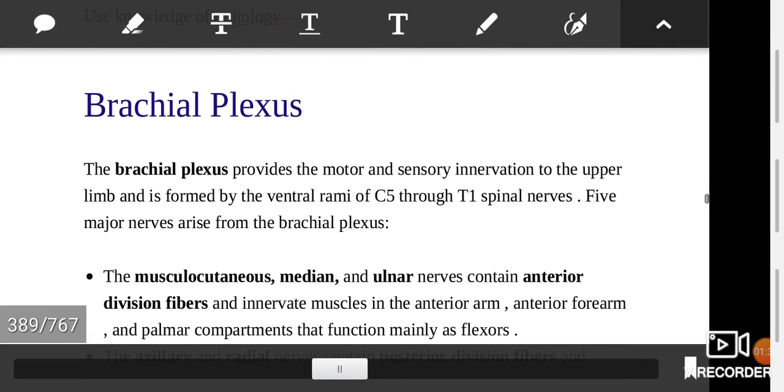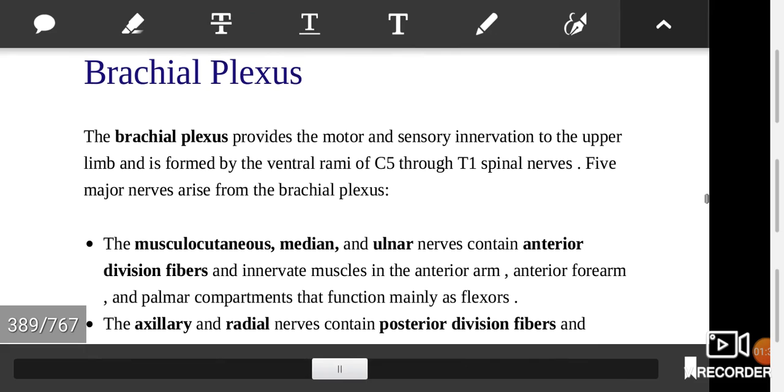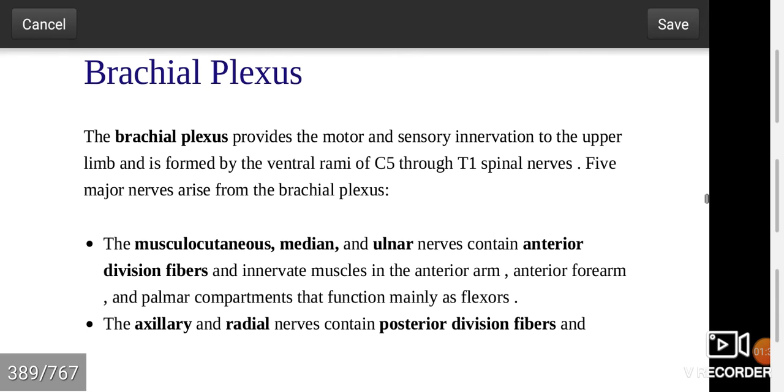Now, the brachial plexus. The brachial plexus is a network of nerves which is located at the axilla, and this provides the motor and sensory innervation to the upper limb, and it is made of ventral rami of C5 through T1 spinal nerves. So now we have to clear the concept of ventral rami.